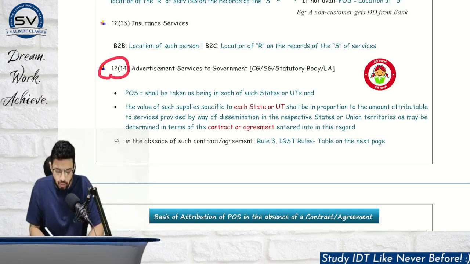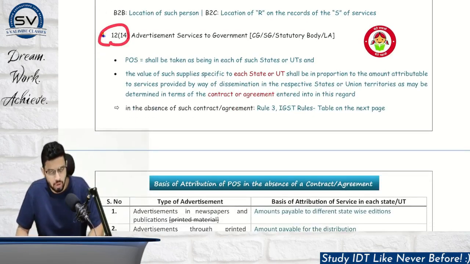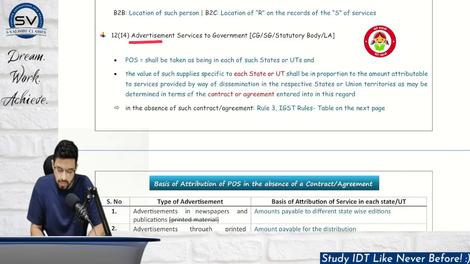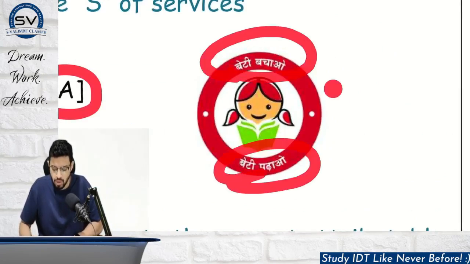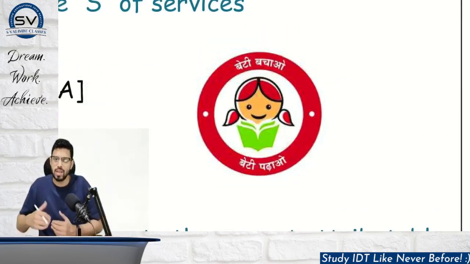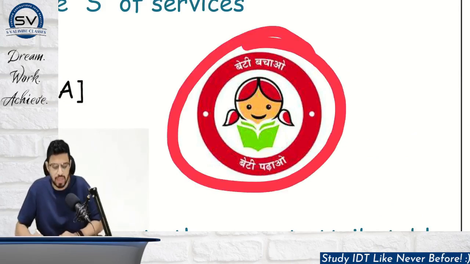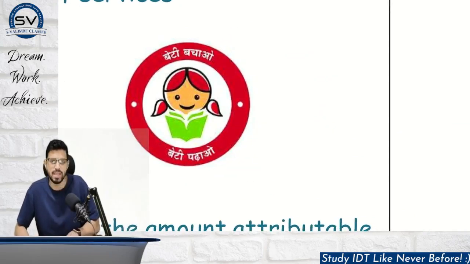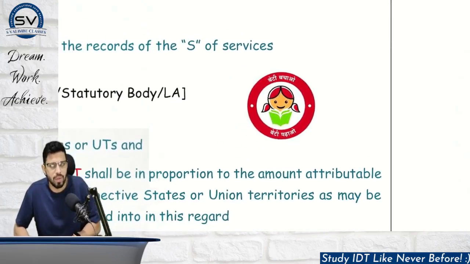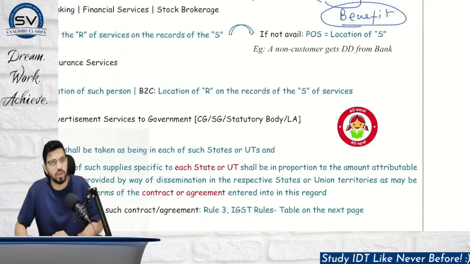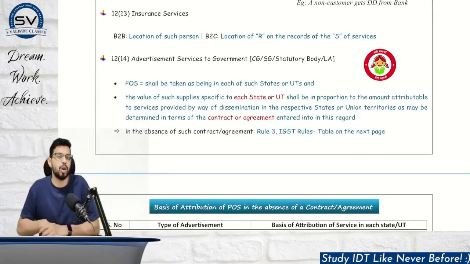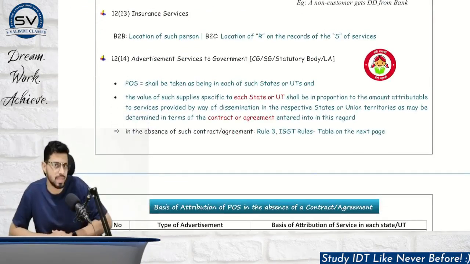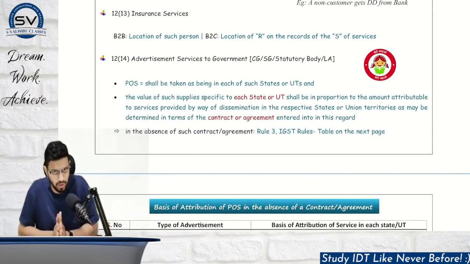Section number 12, subsection 14. This also proves to be a bit difficult for students, so pay attention. Advertisement services to government, central government, state government, statutory body, local authority. For example, Beti Bachao, Beti Padhao. This was a scheme of the government. Obviously, a lot of advertisement happens for these kinds of schemes, or let's say Swachh Bharat Abhiyan, or any other initiative that governments take. Because unless the advertisement happens, people are not going to be aware of these schemes and benefits that exist for the welfare of people.